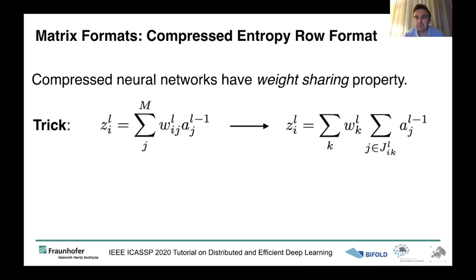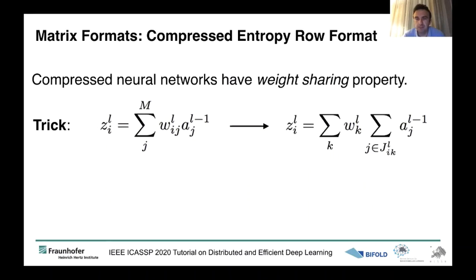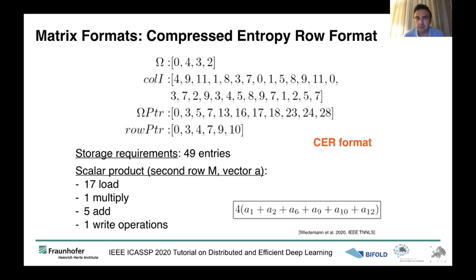So you can first sum up all the terms which you want to multiply, and then you just do one multiplication. So here, instead of multiplying a1 with 4 and a2 with 4, you could just sum up the a's, the non-zero a's, and then multiply the sum with 4 only once. This is a trick, and our format kind of exactly allows this.